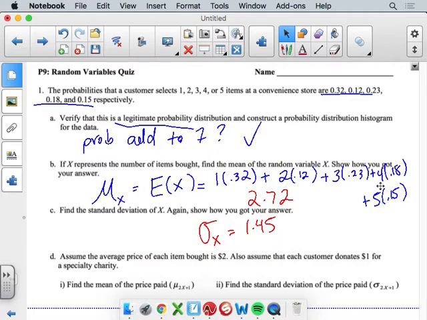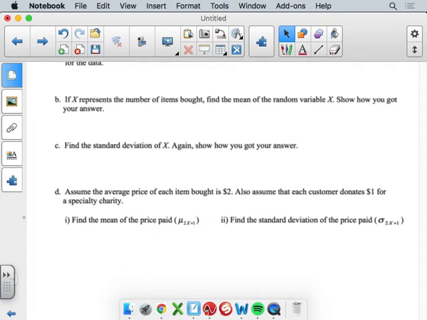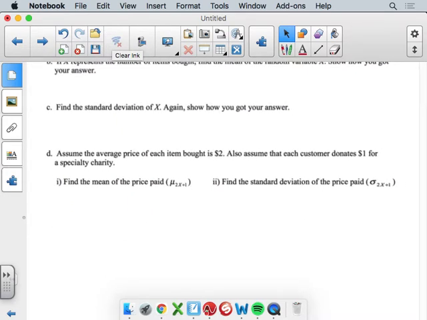Alright, so I've got this value. So I need to pull this up for myself. Assume that the average price of an item bought is $2. Also assume that each customer donates $1 to a special charity. So they're also going to add $1.